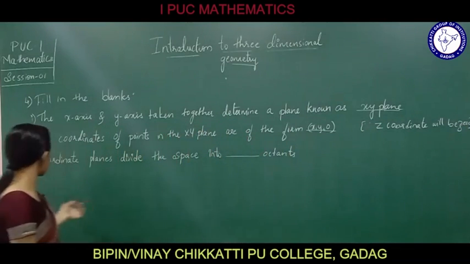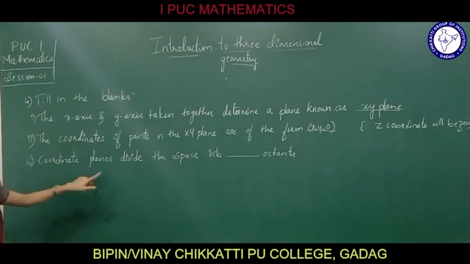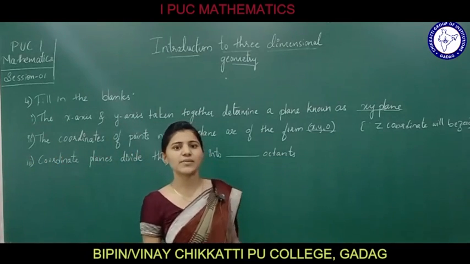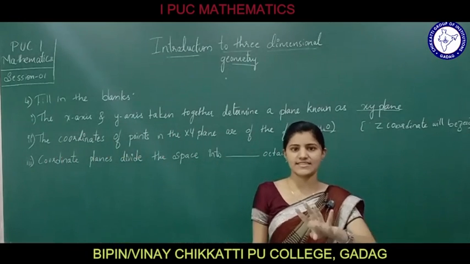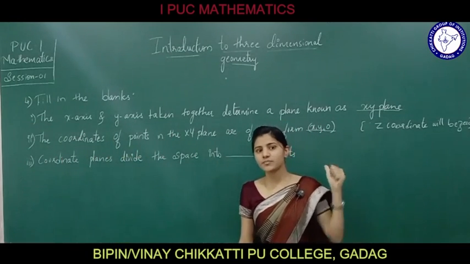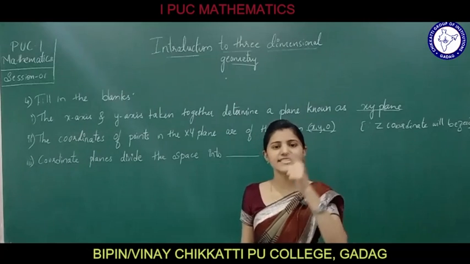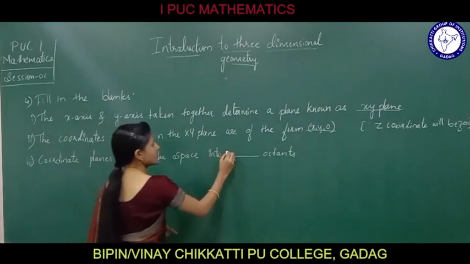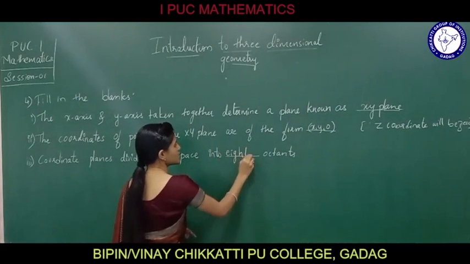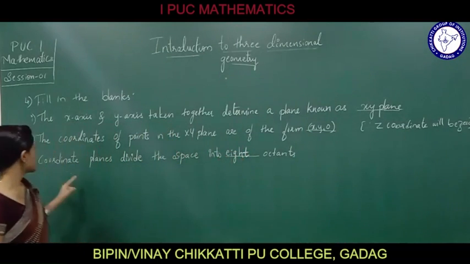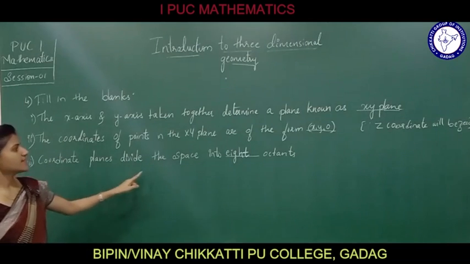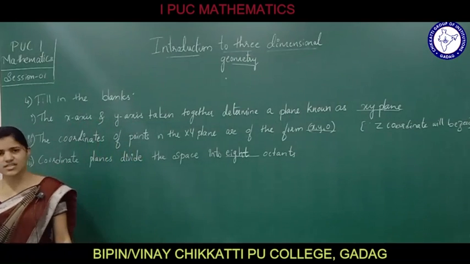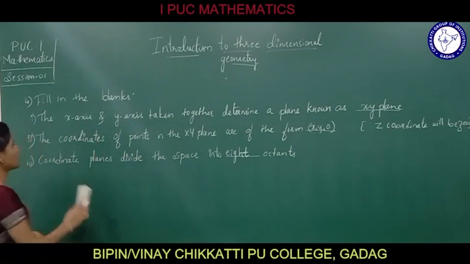And the next question is, coordinate planes divide the space into how many parts? In two dimensions, we said we have 4 quadrants. The same way, in these coordinate planes, how many do we have? I said it is 8. 8 is nothing but what? 8 octants. Our answer is going to be 8. That is, coordinate planes divide the space into 8 octants. This is all about exercise 12.1.